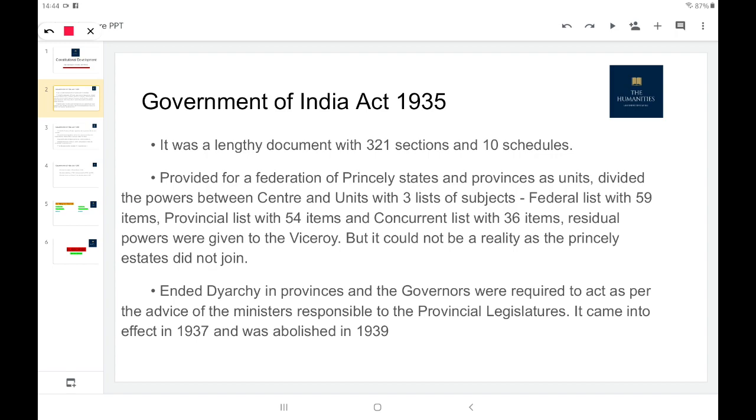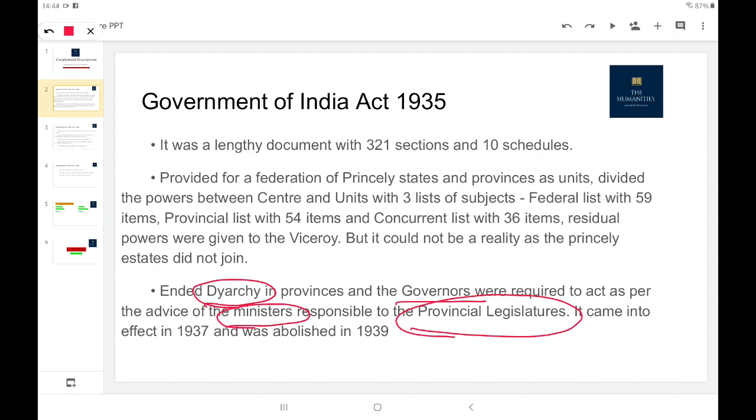Then this act also ended diarchy, and the governors were now required to act according to the advice of the ministers who were responsible to the provincial legislatures. In the last video, when we were talking about the Government of India Act 1919, we talked about the Simon Commission and its recommendations. The recommendations of the Simon Commission were to set up a federation and end the diarchy. So according to those recommendations, this diarchy was ended.